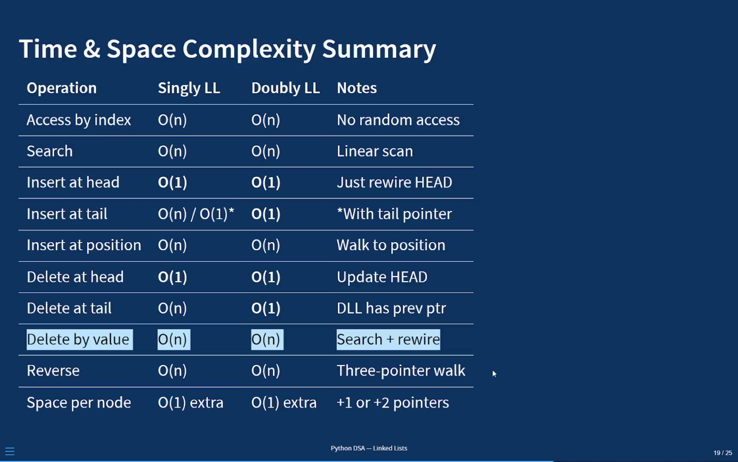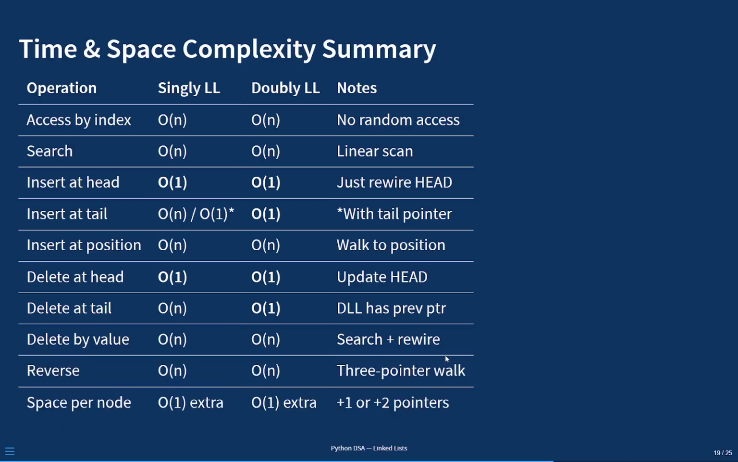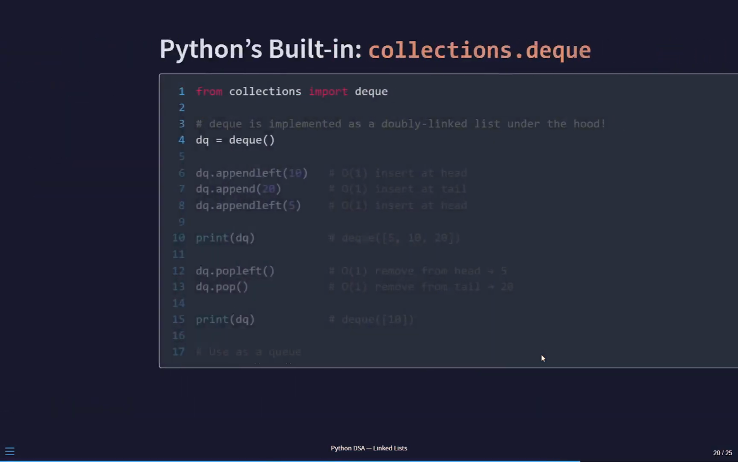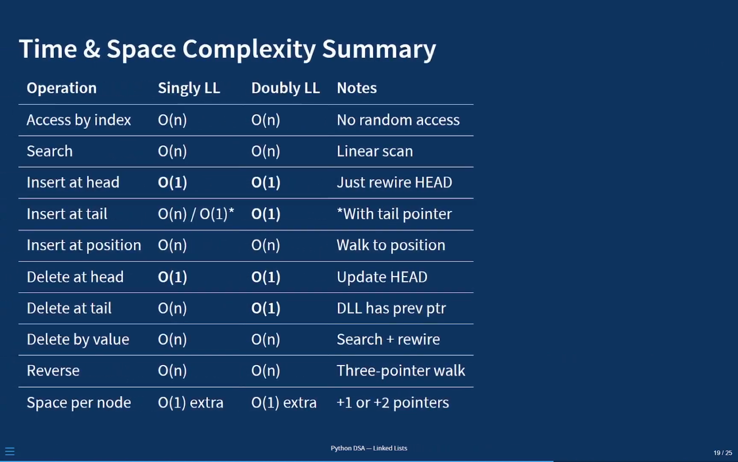Delete by value, O(n) for both. You need to search first. Reverse, O(n) for both. Space per node, O(1), extra overhead: 1 pointer for singly, 2 pointers for doubly. Memorize this table. It will guide you in every data structure decision, and will come up directly in interviews.